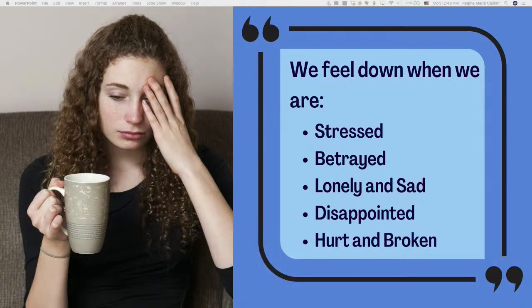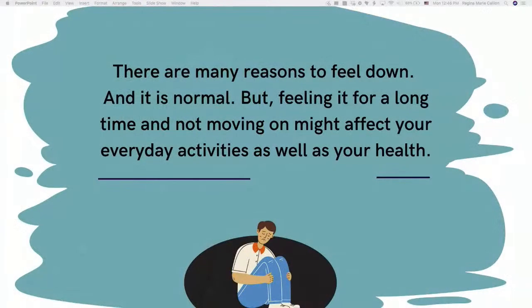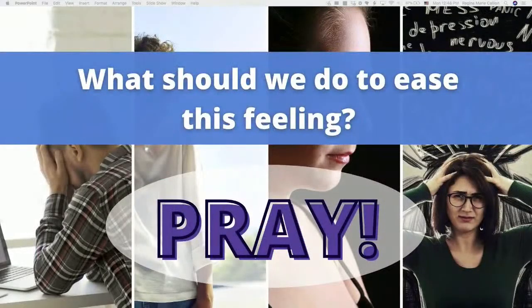If you feel heartbroken or hurt, there are many reasons. I don't know why you're not feeling normal. But if it's preventing you from moving on with your daily activities and your everyday work, and it's affecting your health, most importantly, I'm telling you, I think you should pray. Why? Because that's the most powerful thing you can do for yourself or for somebody else.